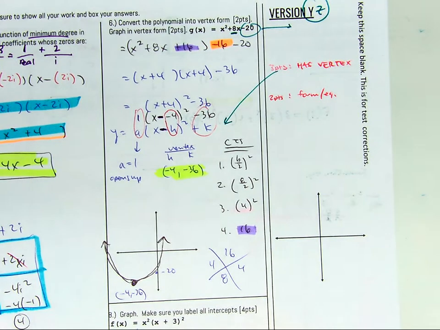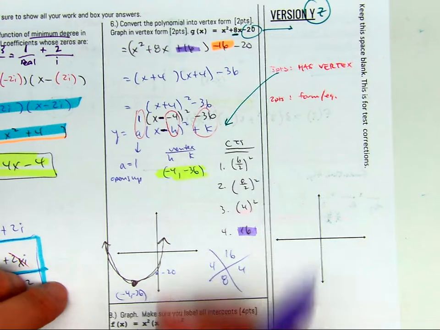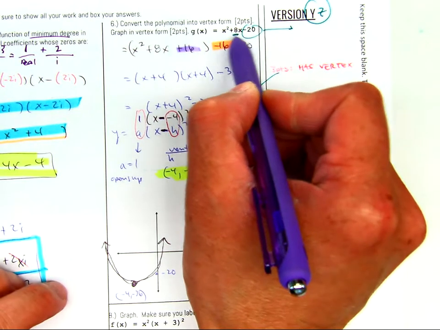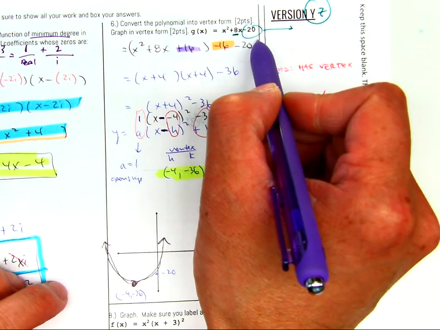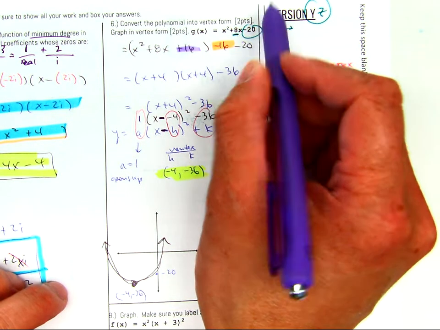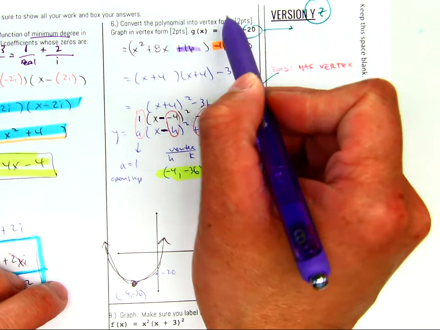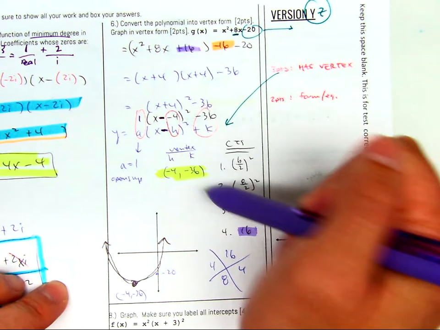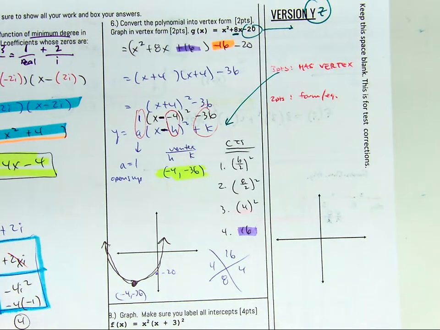Another common mistake was students were trying to find the vertex from the standard form, x equals negative b over 2a, and substituting it back in. But that doesn't give you vertex form. You could have gotten that ordered pair that way, but it's not the correct way I was asking you for.